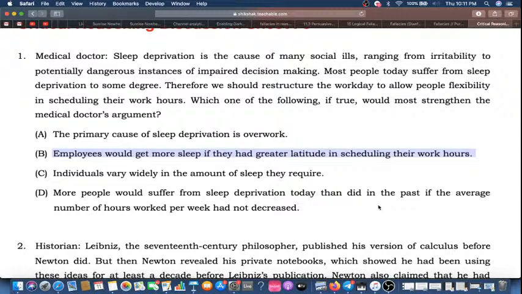That means he must be assuming that the problem is because of the scheduling in the work hours, and once that is fixed, people will be able to sleep. Because if that is not the case, even after flexibility, if people are not sleeping, would this recommendation that flexibility should be given make sense? That means if he is saying that flexibility should be given, he must be assuming that flexibility will help solve the sleep deprivation problem. And that's why my answer option would be option B. Yeah?